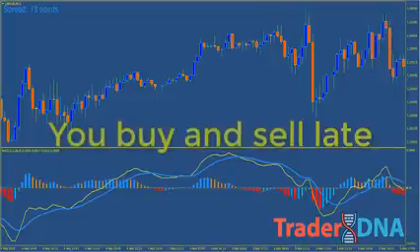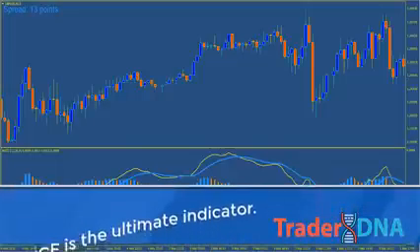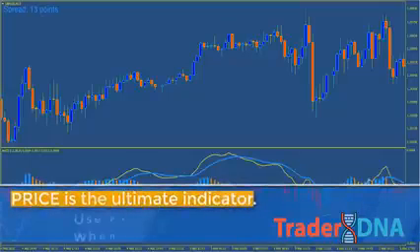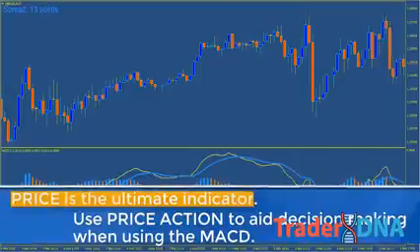While you may enter a trade after the beginning of a trend and exit before the trend comes to an end, I would use this indicator as a buffer to reduce risk, not as the main signal. Still, price is the ultimate indicator, with momentum indicators simply manipulating price data. Use price action to aid decision-making when using the MACD.